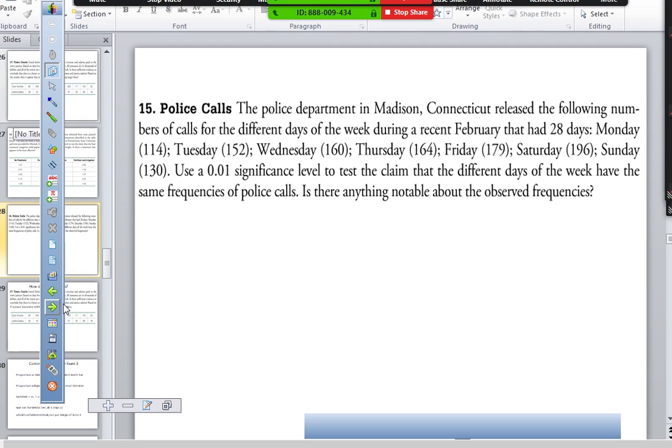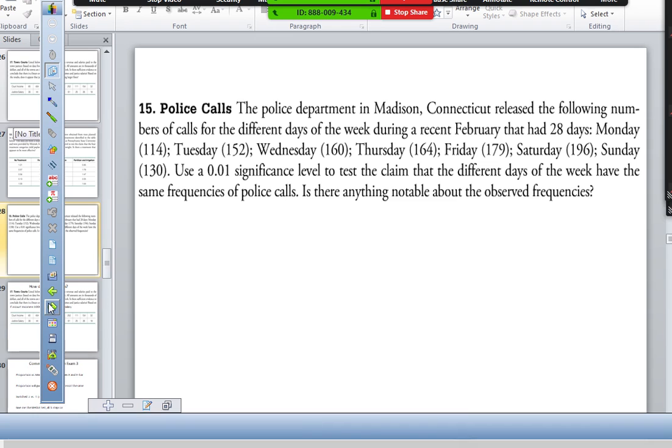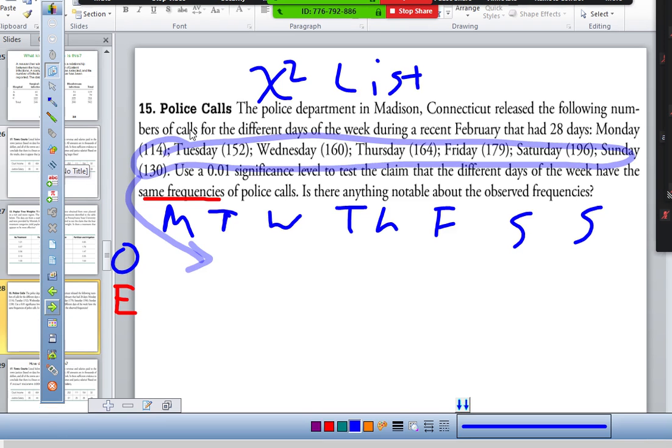So this one would be a chi-squared list. So here, what are my labels? Monday, Tuesday, Wednesday, Thursday, Friday, Saturday, Sunday. Those are my labels. And then these numbers here, those are my observed. So they go into the list. And then I have to calculate the expecteds.